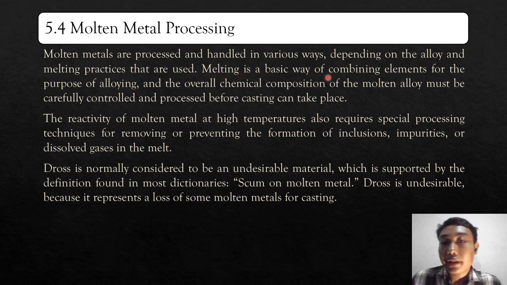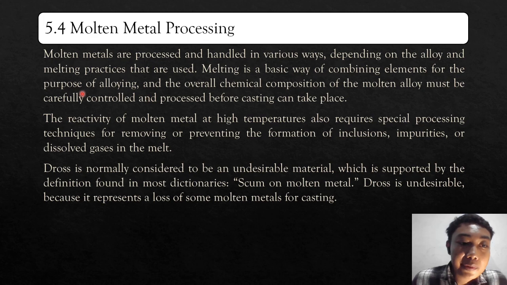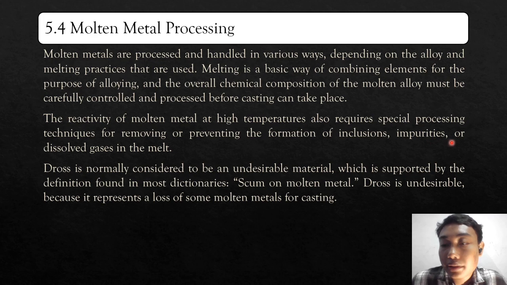Melting is basically a way of combining elements for the purpose of alloying, and the overall chemical composition of the molten alloy must be carefully controlled and processed before casting can take place. The reactivity of the molten metal at high temperature also requires specific processing techniques for removing or preventing the formation of inclusions, impurities, or dissolved gas in the melt.